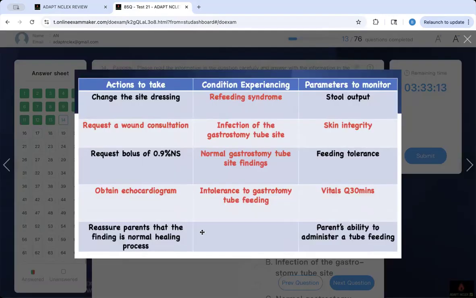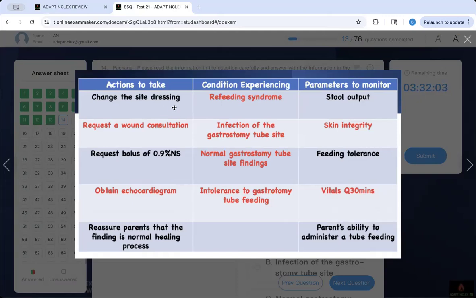Is this refeeding syndrome because the patient is malnourished and we're feeding the kid? Infection of the gastrostomy tube site. Is this a normal gastrostomy tube finding if the kid is pulling on it as pain? And this is intolerance to gastrostomy tube feeding. There's no diarrhea. There's nothing indicating the kid is not tolerating anything. He's having fever. He's having pain. Keep on pulling on the tube. This is what? Infection. If this is an infection, what would you do?